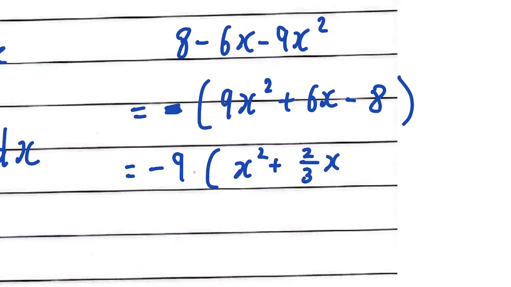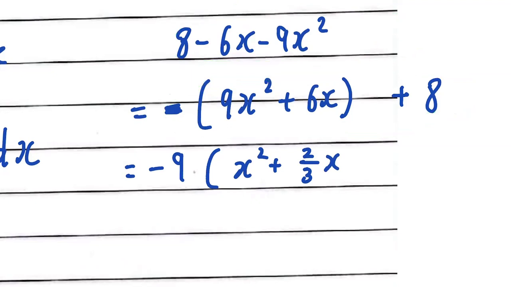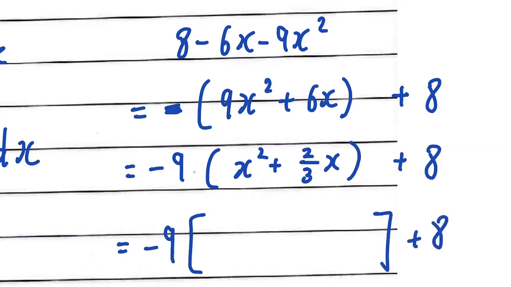Okay, in this case, maybe it's safer if I just rewrite it like this. I leave my 8 alone. Sorry for the confusion. Is this part okay? Here to here. Yeah, I leave the 8 alone, and then I factor out minus from minus 6x minus 9x squared. Then after that, I take out the 9 from the first 2 terms only. And then don't forget the plus 8. Then equals negative 9 square bracket plus 8. Inside here, I try to complete the square.